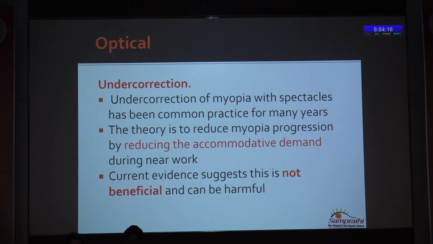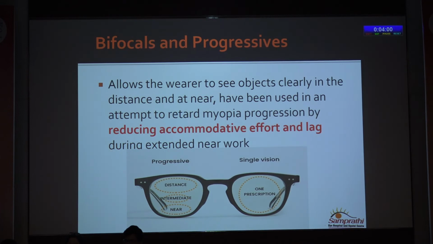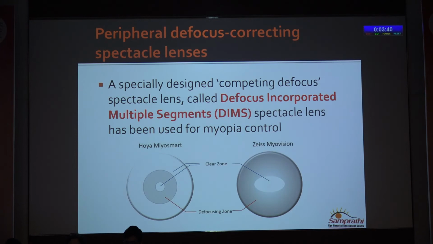Coming to the next factor, the optical factor. Optical undercorrection has been a very age-old method of treating, but current evidence is against undercorrection of myopia, and in fact it may lead to more progression than normal. Bifocal and progressive lenses have also been used in an effort to reduce the accommodative effort, and this is particularly effective in children who have accommodative lag. They usually have an esophoria on near fixation. In such children, the progression of myopia can be halted to some extent by using these progressive glasses.